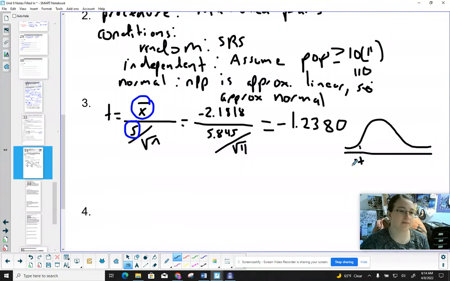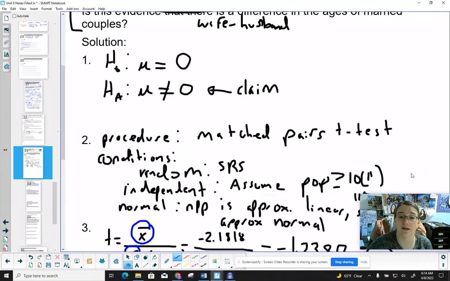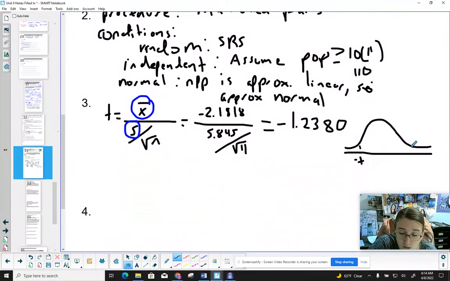There's negative 1.238. Let's look up to our alternative hypothesis. If I am looking at my alternative hypothesis, am I going to be shading to the left? Am I going to be shading to the right? Or am I doing a two-tailed test? Not equal to is a two-tailed test. So what that means is, even though this is the t-score for the value I'm looking at, I also technically want the absolute value on the other side of it as well.